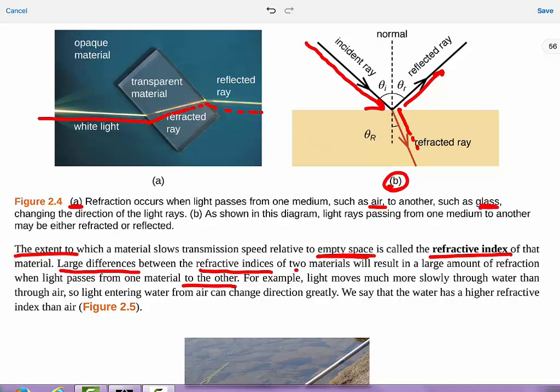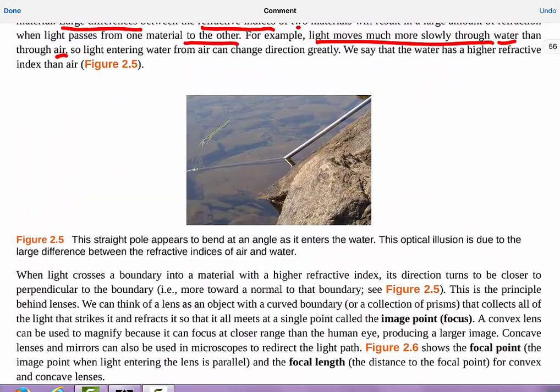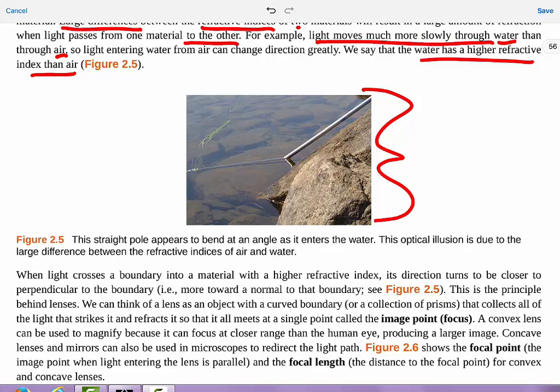So for example, light moves much more slowly through water than through air. So light entering water from air can change direction greatly. So there's an example down here, you can see that. And it says that we say that water has a higher refractive index than air. And I think that this picture here is a really good illustration of that.